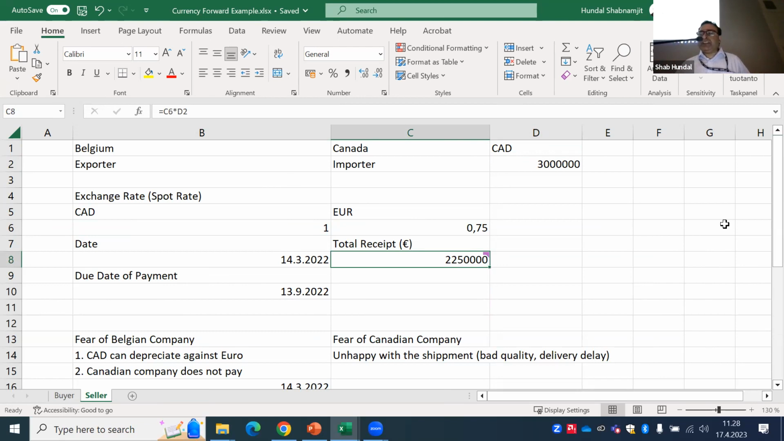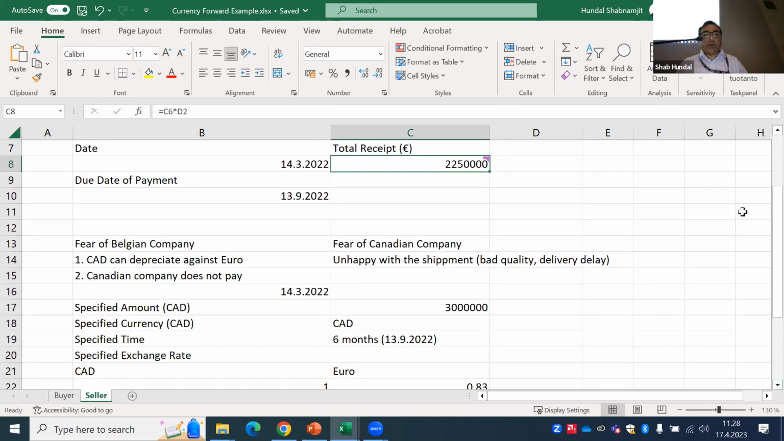Life would have been much easier, but this Canadian company wants to get credit from you. Why should they pay you when it's possible not to pay right now? And then you are afraid, this time, that the Canadian dollar can become cheaper. And when you get the money on 13th of September, it's a pittance, it's peanuts. You get nothing. So now your fright is opposite. See, when you're a buyer or a seller, you think differently, right?